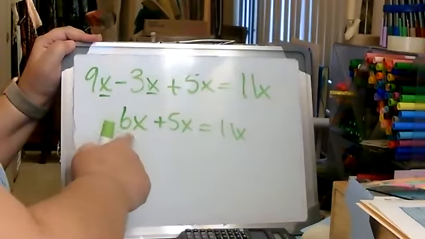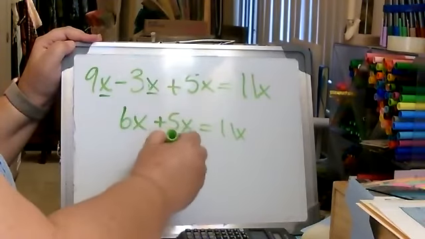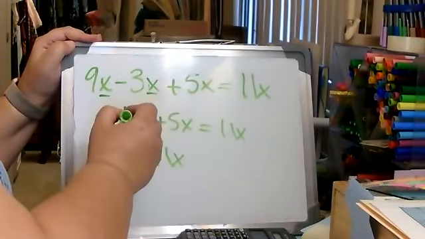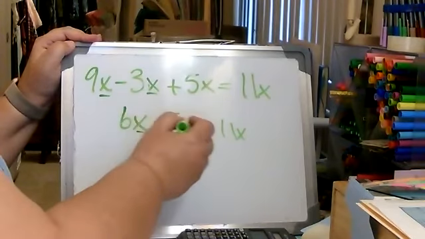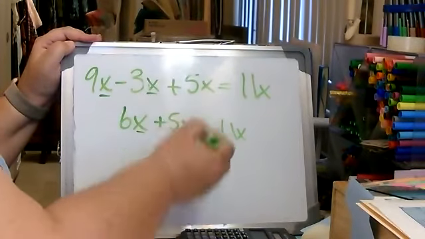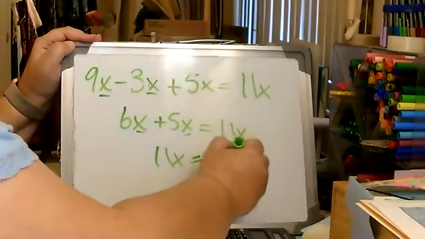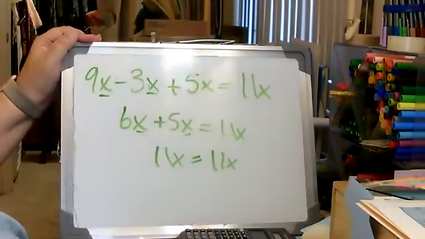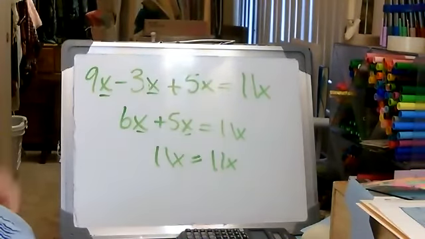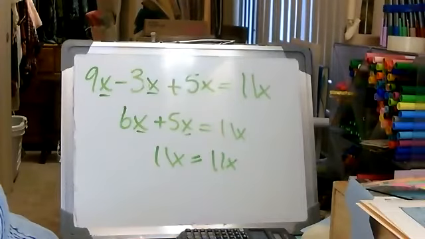And we're going to combine these two, 11x, because 6 plus 5 is 11, and the variable stays the same. And of course, 11x absolutely does equal 11x. Okay.